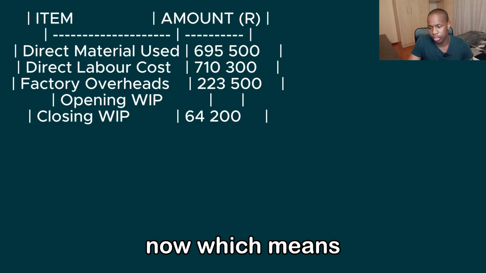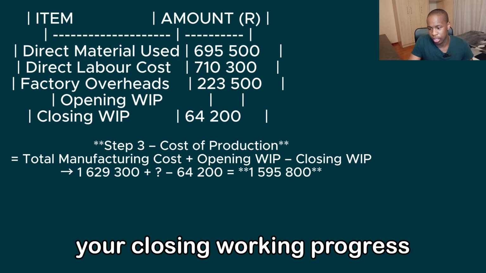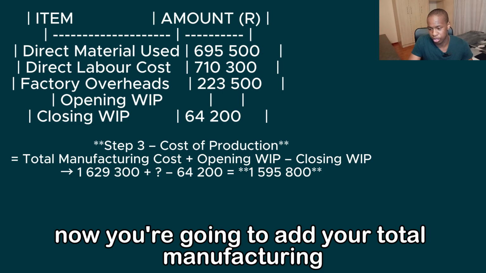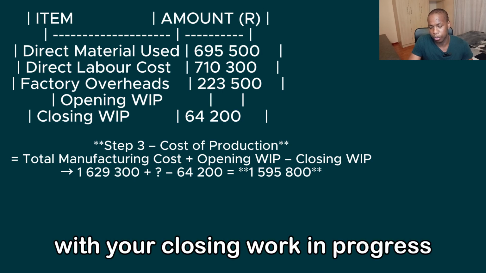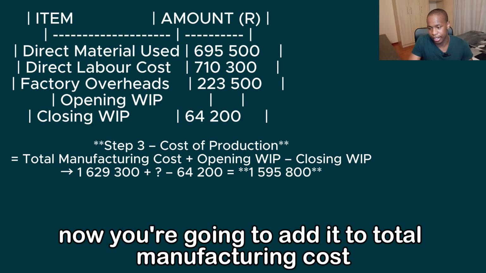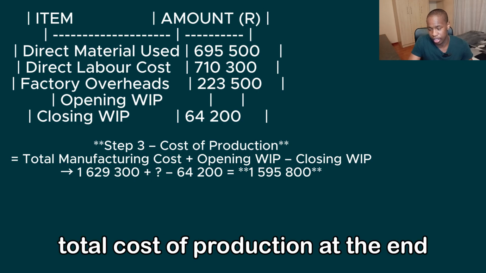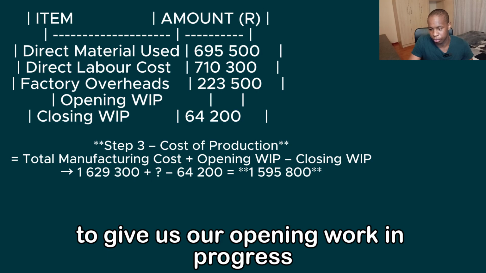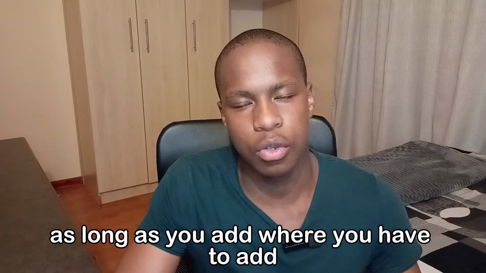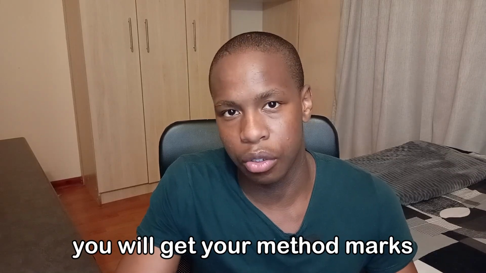Now, which means, let's say you were given your total manufacturing, your closing work in progress, and the cost of production. Now, you're going to add your total manufacturing with your closing work in progress that we usually subtract. Now you're going to add it with total manufacturing cost and subtract our total cost of production at the end to give us our opening work in progress. You see, even if your figures are off, as long as you add where you have to add and subtract where you have to subtract, you will get your method marks.